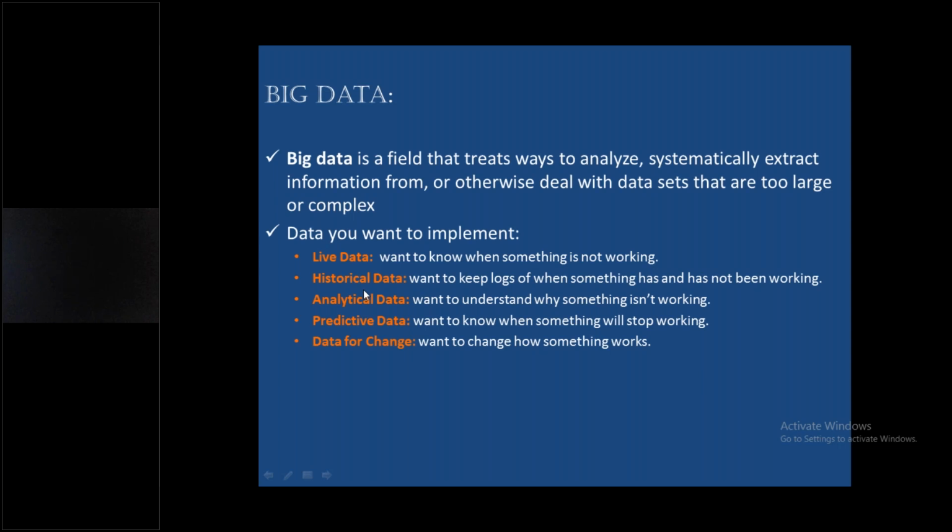Okay, so that is nothing but historical data. With the help of historical data, we are going to understand when it was working and when it was not working. Historical data means you keep logs of when something has and has not been working. If you want to understand, you need to analyze the historical data.